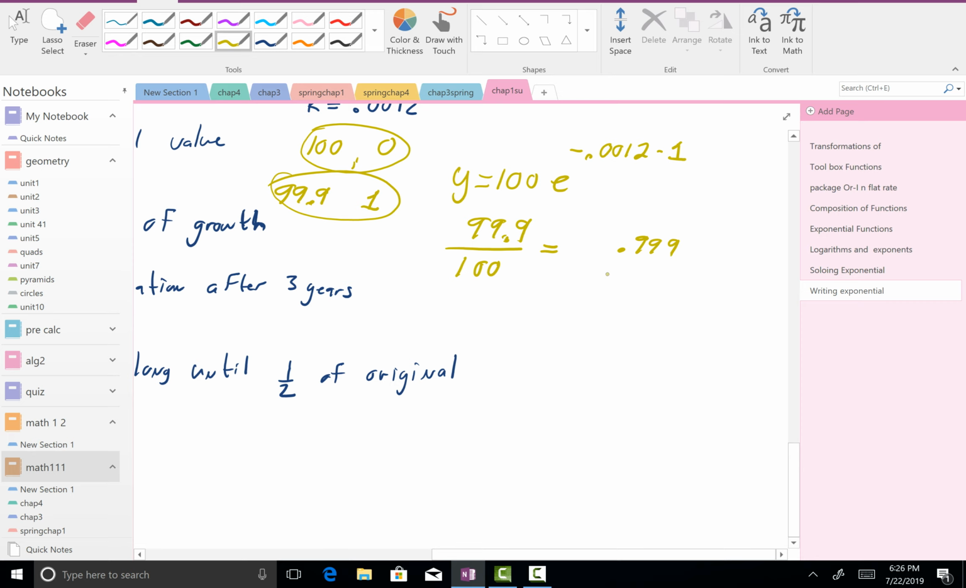Now we're going to subtract 1. What do we get? Negative. What is it? Point what? 0, 0. 3 zeros and a 1. Yep, good job. Okay? That's what it is. Okay, so this should tell you something.